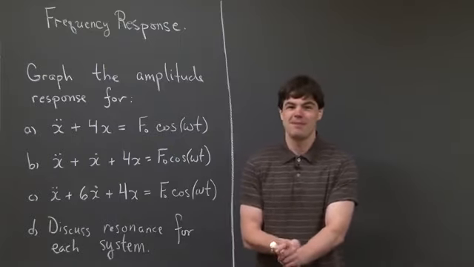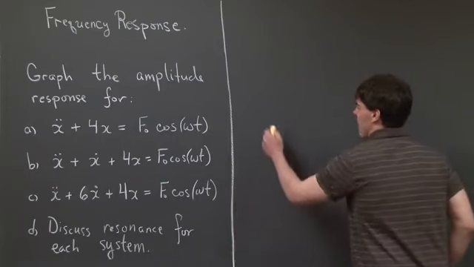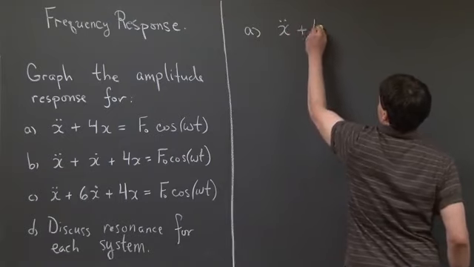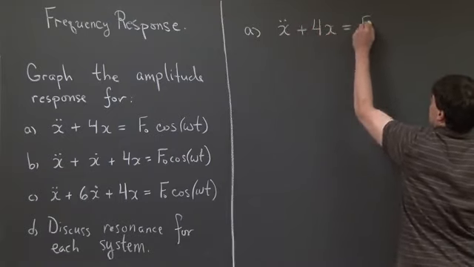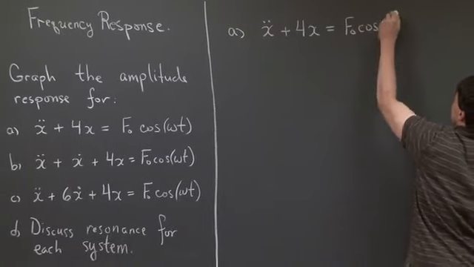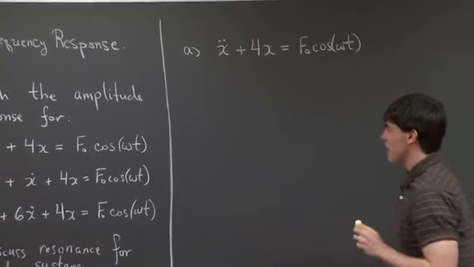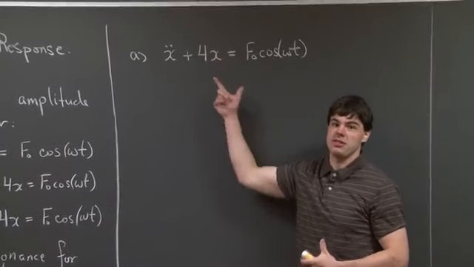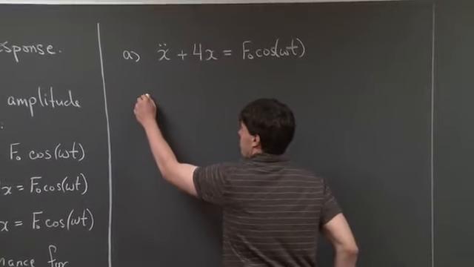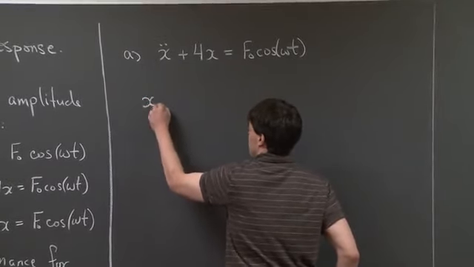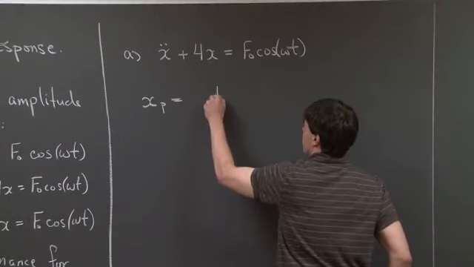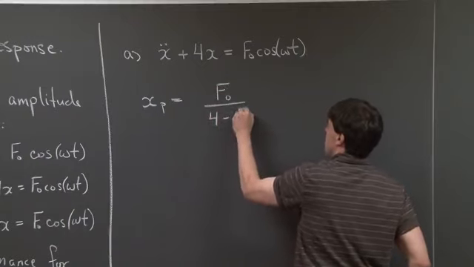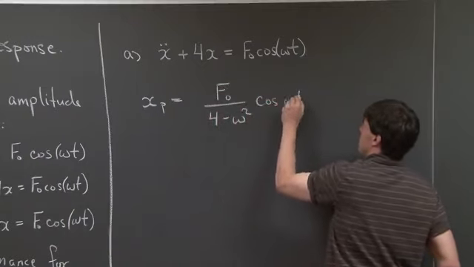Hi everyone, welcome back. So for part A, we're asked to graph the amplitude response to the differential equation x dot dot plus 4x equals f naught cosine omega t. And from a previous recitation, we already wrote down the particular response to this differential equation. So I'm just going to write down the particular response, which has the form f naught over 4 minus omega squared, cosine omega t.